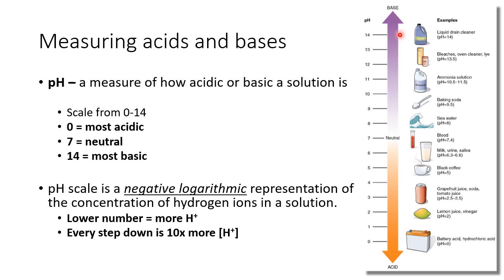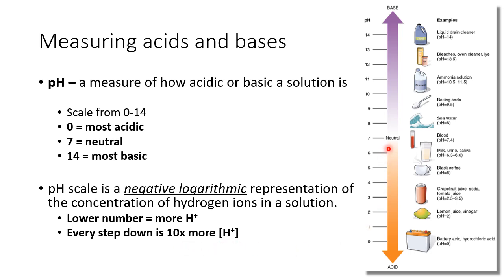And you can see where they would all lie on the pH scale based on how basic or acidic they are. So the pH scale is a negative logarithmic representation of the concentration of hydrogen ions in solution. What that means is that the lower the number, the more H plus ions there will be in a solution. And every step down is 10 times more hydrogen ions than the last.